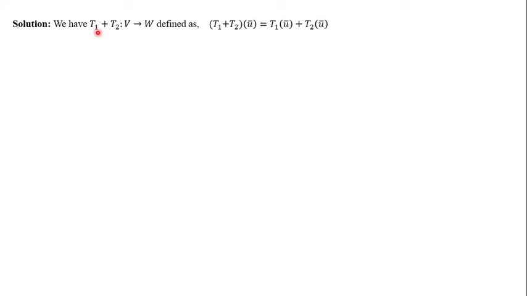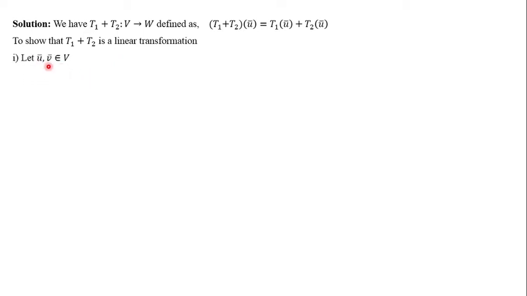We have the sum of T1 and T2, denoted by our usual notation T1 plus T2 from V to W. The definition is T1 plus T2 operating on U is T1 operating on U plus T2 operating on U, and we show that T1 plus T2 is a linear transformation. So remember the definition of linear transformation: it preserves the addition and scalar multiplication. So the very first condition is for addition.